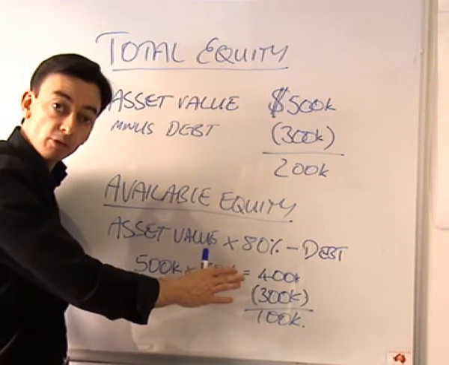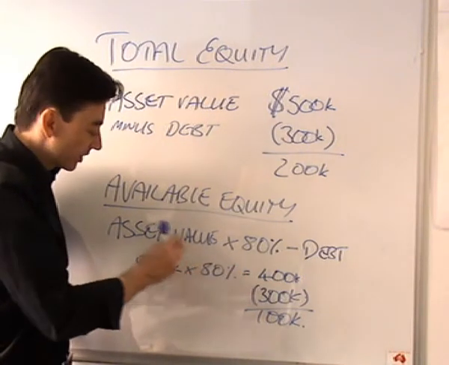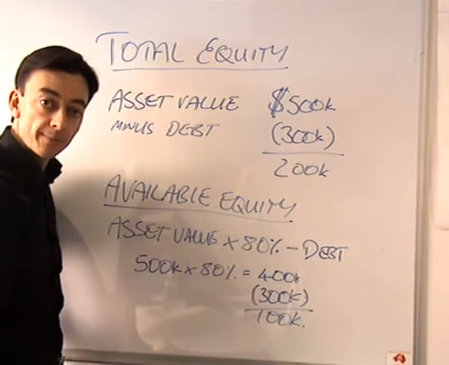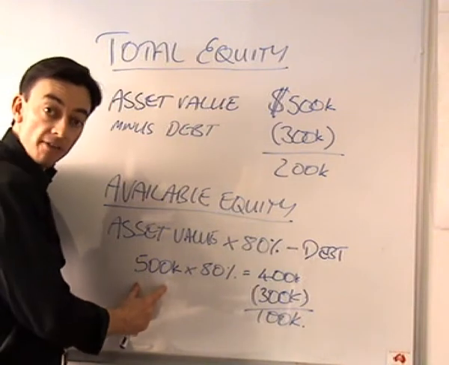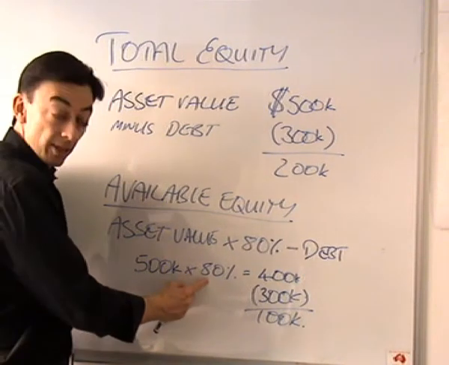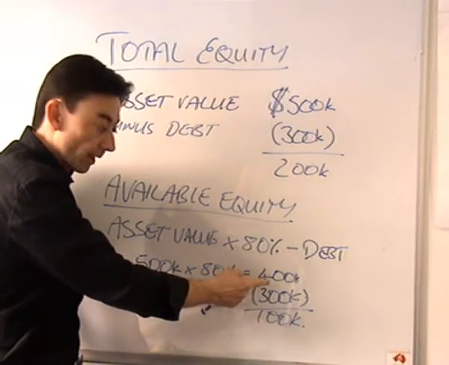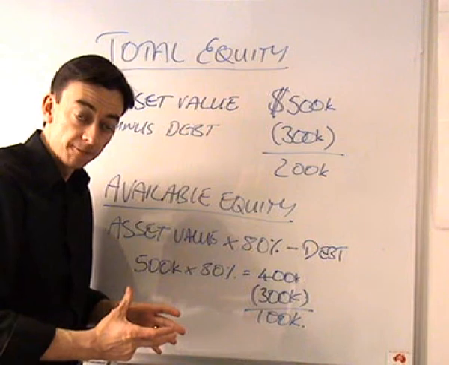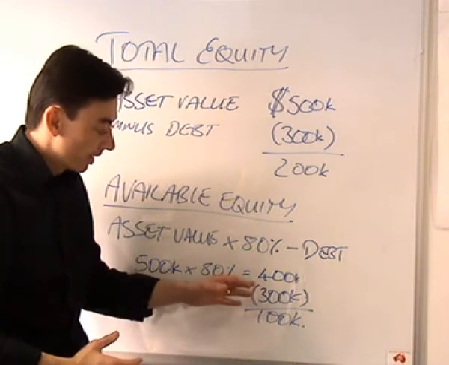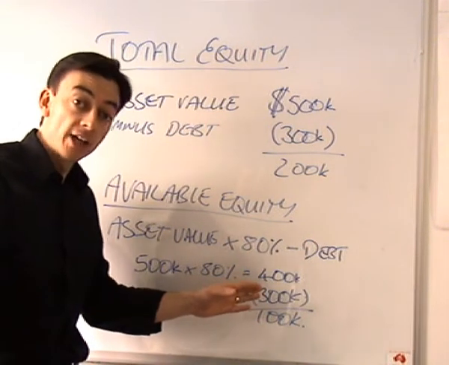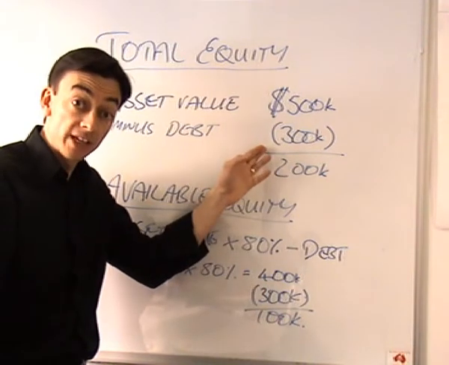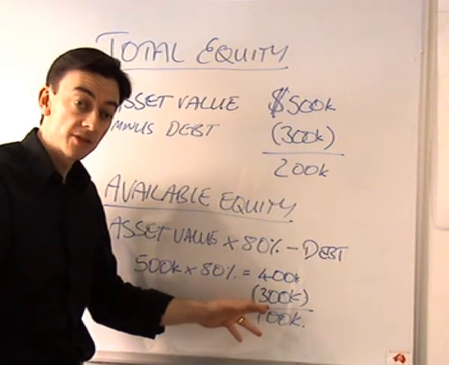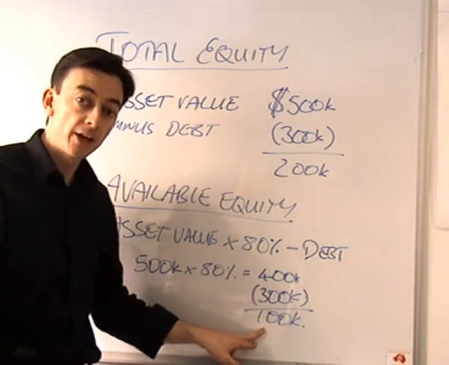But if we use 80% as a rule of thumb to show you the formula, that's asset value times 80% minus the debt gives you your available equity. So let's go to an example. $500,000 times 80% is $400,000. That means the bank will lend you at the most $400,000 on this property if you're refinancing. $400,000 less the debt you already have on it. We're using the same example here, $300,000. So if you can borrow $400,000, you've already got a debt of $300,000, it means your available equity is only $100,000.